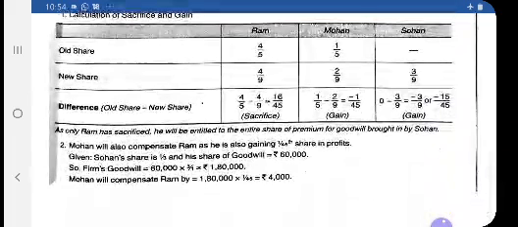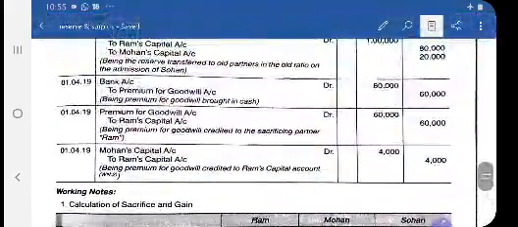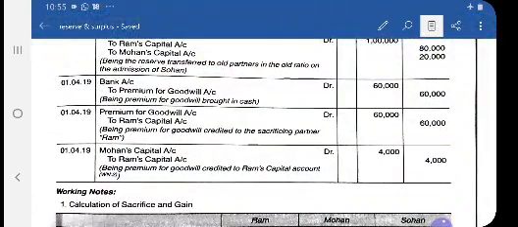While calculating the sacrificing ratio, only Ram is sacrificing and Mohan is gaining. So it means only Ram will be credited with the amount of premium for goodwill, because Mohan is not sacrificing. Instead of crediting, he will be debited. See how. First you see this entry. I think this is clear to you why only Ram is credited with 60,000: because Ram is sacrificing, the whole amount that is brought by the new partner is credited to Ram's capital account, 60,000. So this is now quite clear.